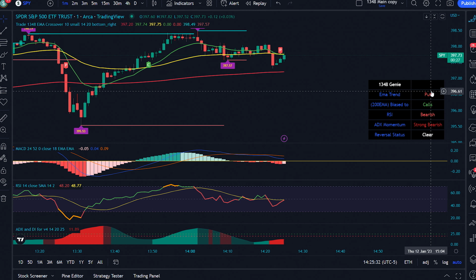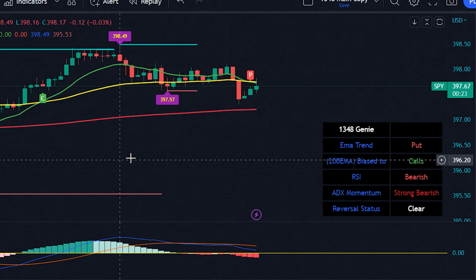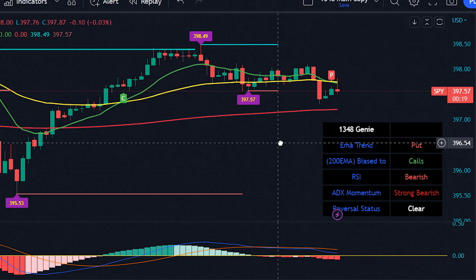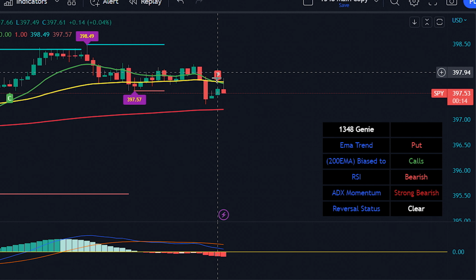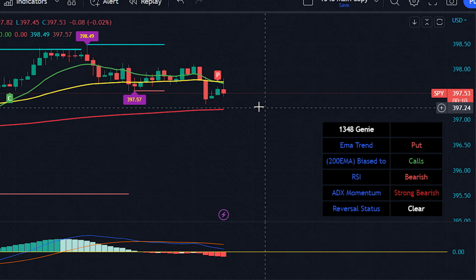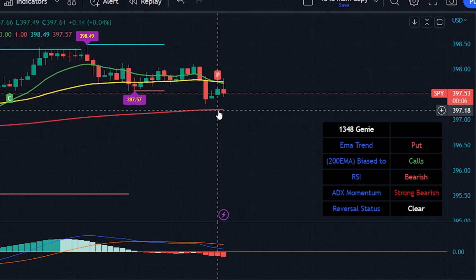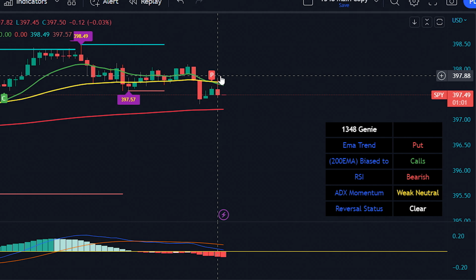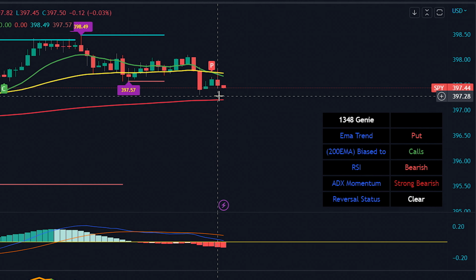Now, we have the 1348 Genie, which is letting you know relative to the rules of the game. The EMA trend is a put, meaning you are selling. You have your sell signal here or your put option signal here. The 200 EMA is biased to calls. And what that means is that as long as price action is above the 200 EMA, you're essentially going against the trend if you play the put. So you are playing this as a potential scalp.